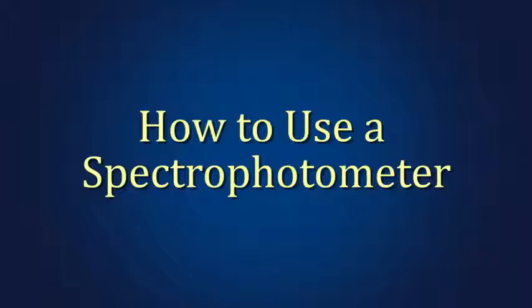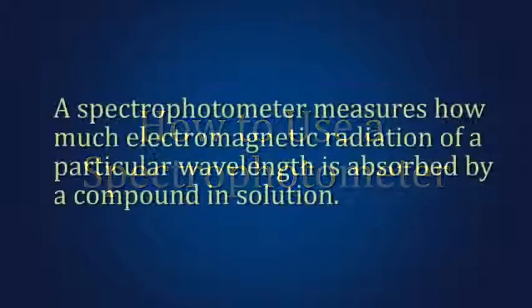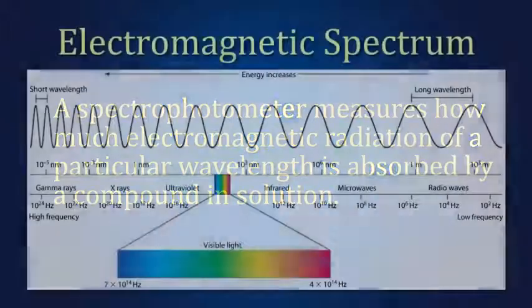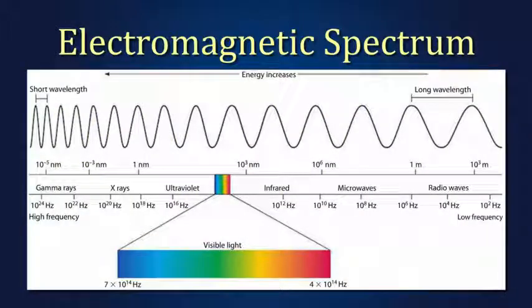Spectrophotometry is used to detect the concentration of chemicals in solution. A spectrophotometer measures how much light of a particular wavelength is absorbed by a compound in solution. The higher the chemical concentration, the higher the absorbance. Most spectrophotometers used in biology labs measure absorption of visible and near-visible light of the electromagnetic spectrum.